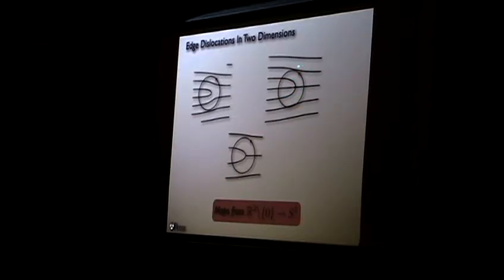It's a slightly different looking +2 defect, but there it is, 2 extra layers. Here I'm adding 1 extra layer. So let's think about how we study topological defects.